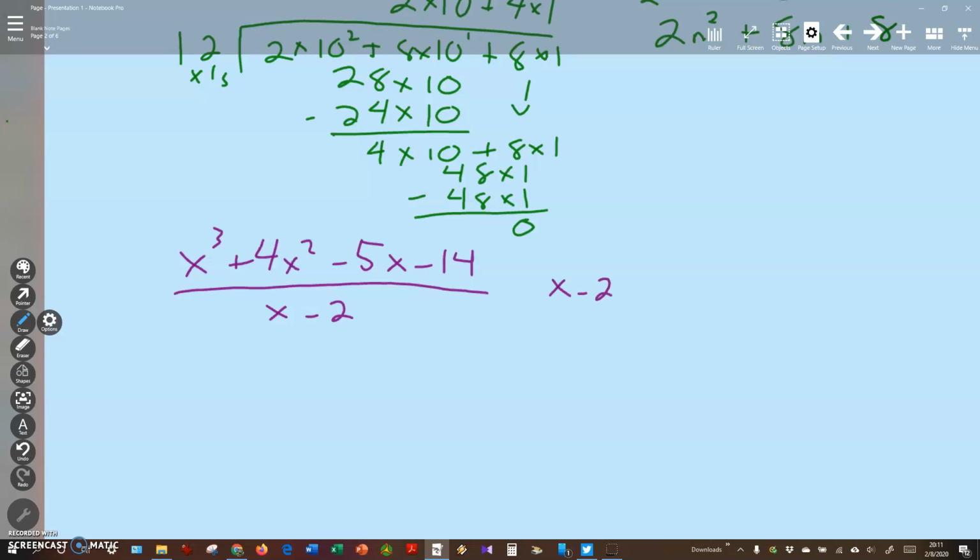If I put x minus 2 as the divisor on the outside, and put my x cubed plus 4x squared minus 5x minus 14 all inside, I can ask the very same questions that I did with the 288 divided by 12. I need to know how many x minus 2's I can get out of that larger polynomial. And our quotient will end up being another polynomial with a degree one less than what we're starting with. And that's okay, because that's what we want.